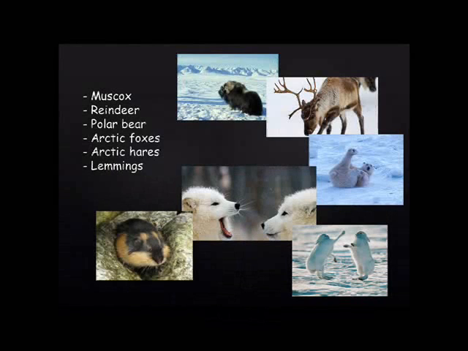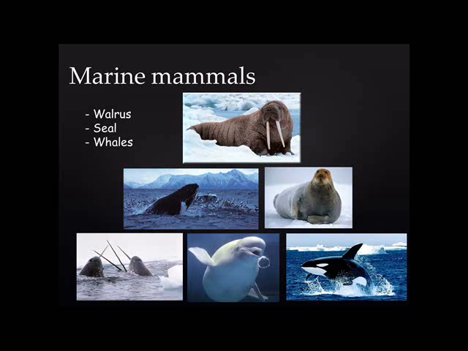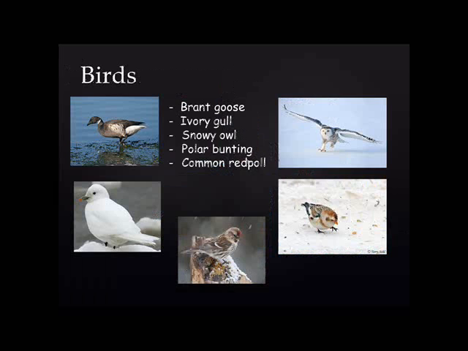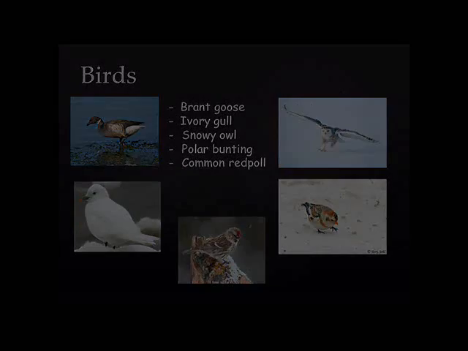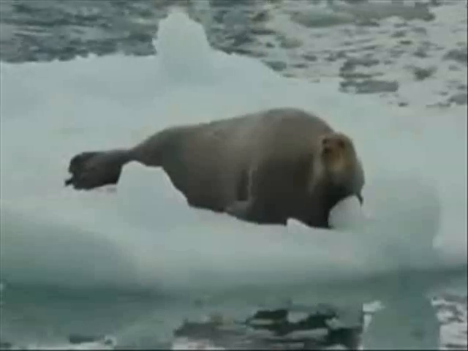The notable animals in the region are muskox, reindeer, polar bears, Arctic foxes, Arctic hares, and lemmings. Marine mammals include walrus, seal, and a variety of whales. Representative birds include brent goose, ivory gull, species of sandpiper, snowy owl, jaeger, snow bunting, common redpoll, and others. Most birds are migratory. During the very short northern summer, Arctic animals feed and reproduce.